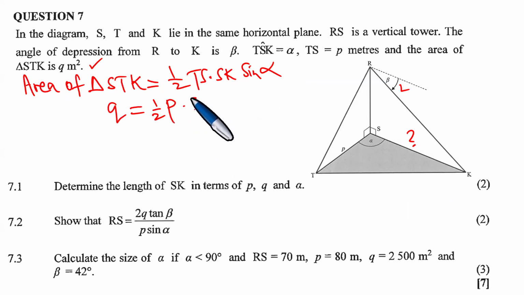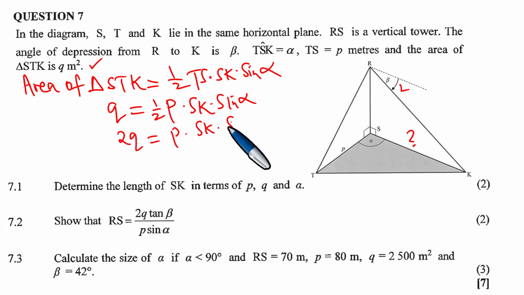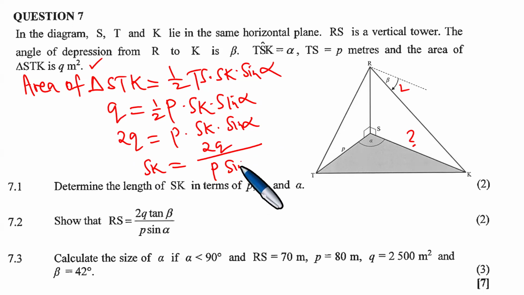Right, and then you have exactly SK times the sine of alpha. We cross multiply, we get 2Q equals P times SK sine alpha. Two Q divided by P sine of alpha. SK equals 2Q divided by P sine alpha. This is SK in terms of P, Q, and alpha. Any question?